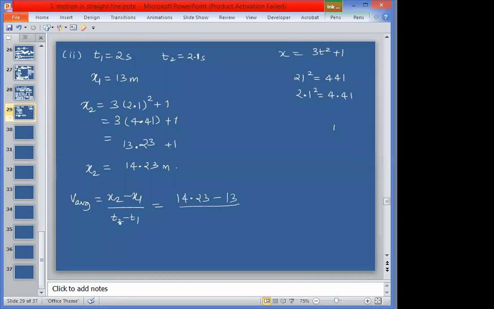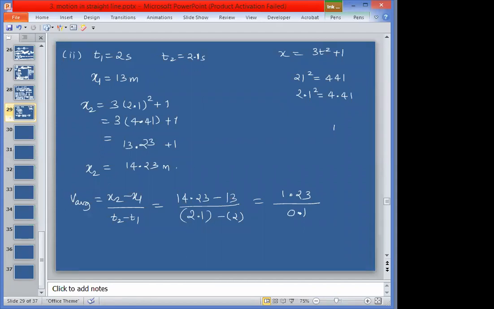Right, okay. T2 minus T1: final time is 2.1 minus initial time 2. 14.23 minus 13, 14 minus 13 is 1, so 1.23 as it is. 2.1 minus 2 is 0.1.